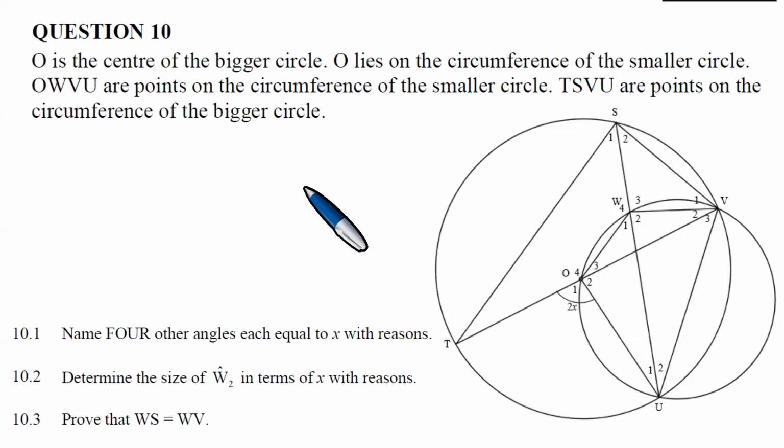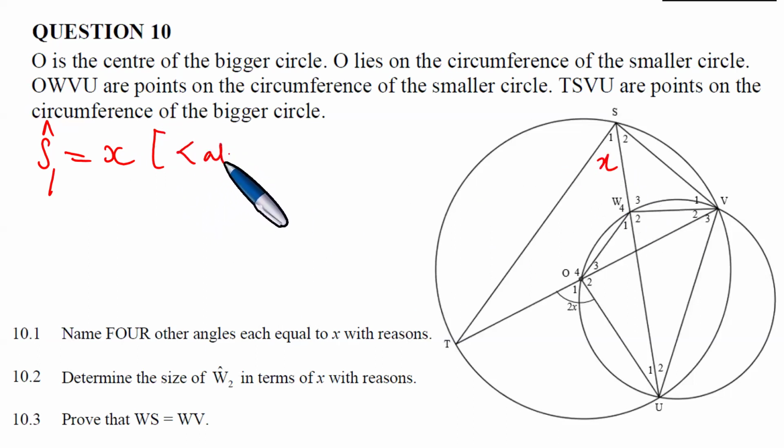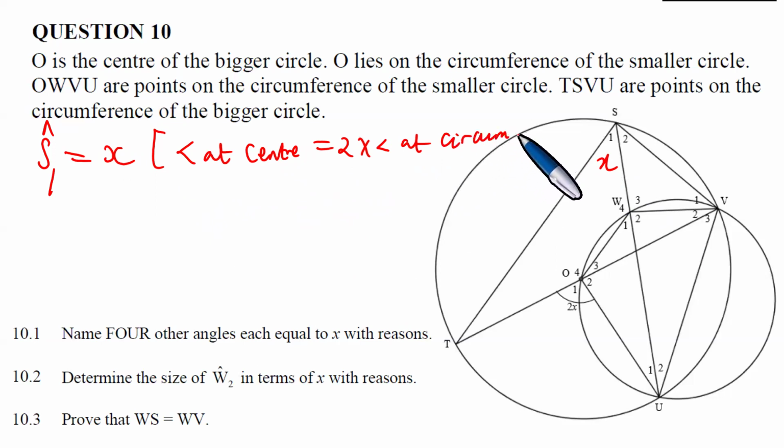The angle S1 equals X. Very well done. So we have that the angle S1 is equal to X. Why? Angle at center is equal to 2 times the angle at circumference. Very well done. So angle at center equals 2 times angle at circumference. Yeah?